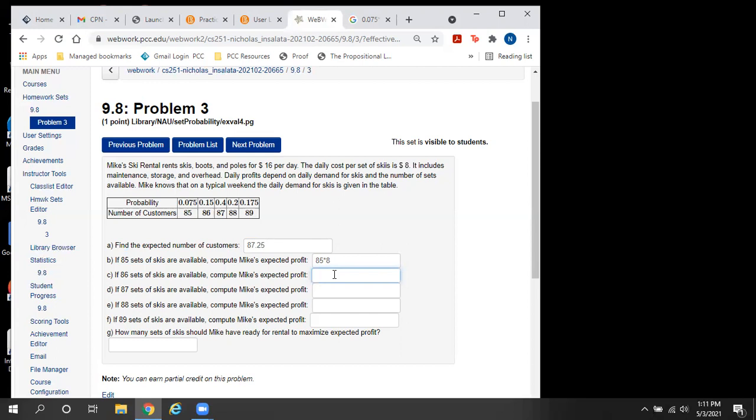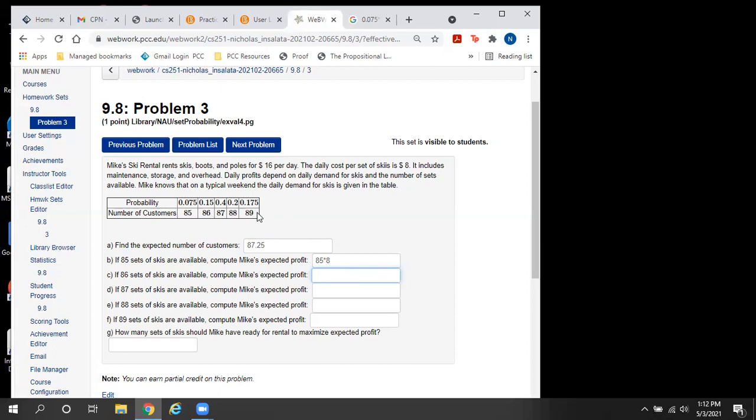So now in terms of customers, there's 2 things that could happen. There's a 7.5% chance that one of them doesn't get rented, because there's a 7.5%, or 0.075, however you want to look at it. For percentage, you move the decimal point over 2 spots, right? So there's a 7.5% chance that we have 85 customers. I guess that would make a 92.5% chance that there's 86 or more customers.